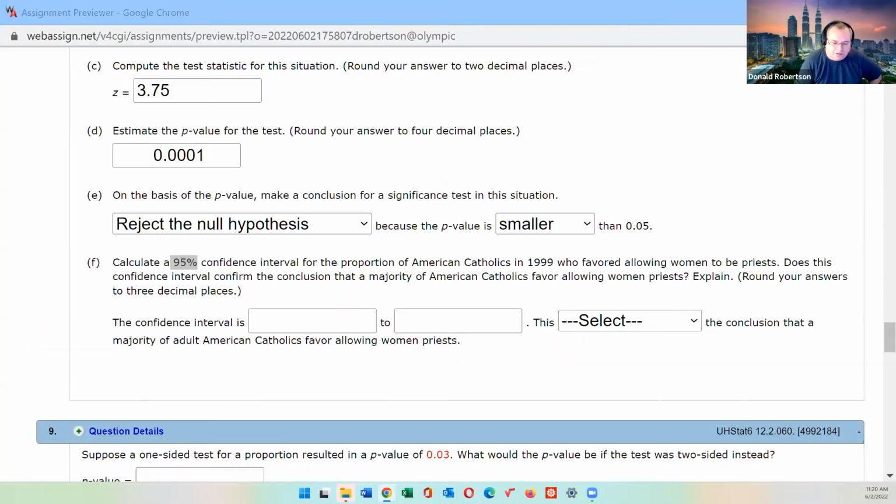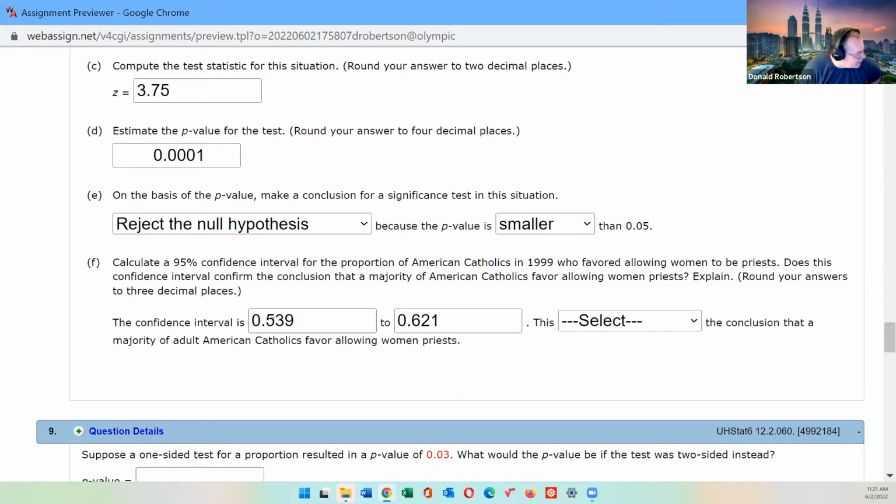So I'll go over here. And the lower limit was that guy, and the upper limit was that guy. To 3 decimal places, that's 0.539. And to 3 decimal places, that's 0.621.